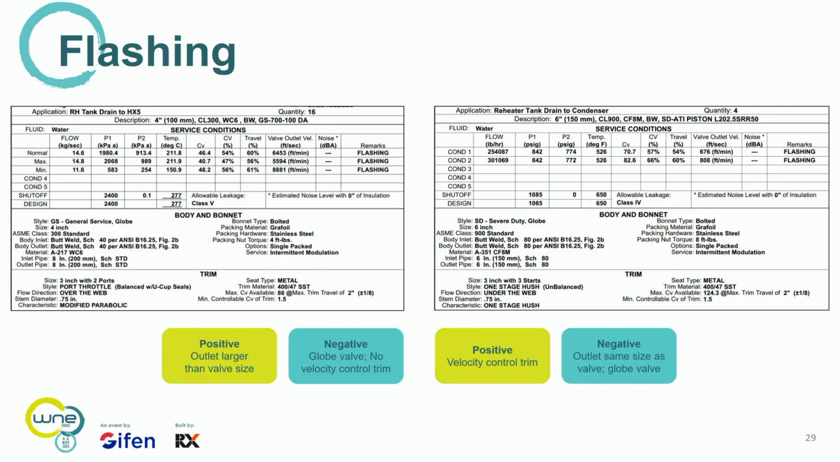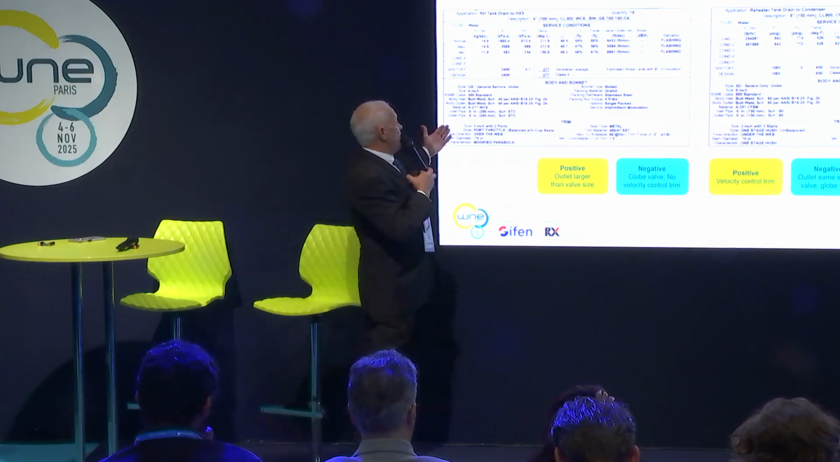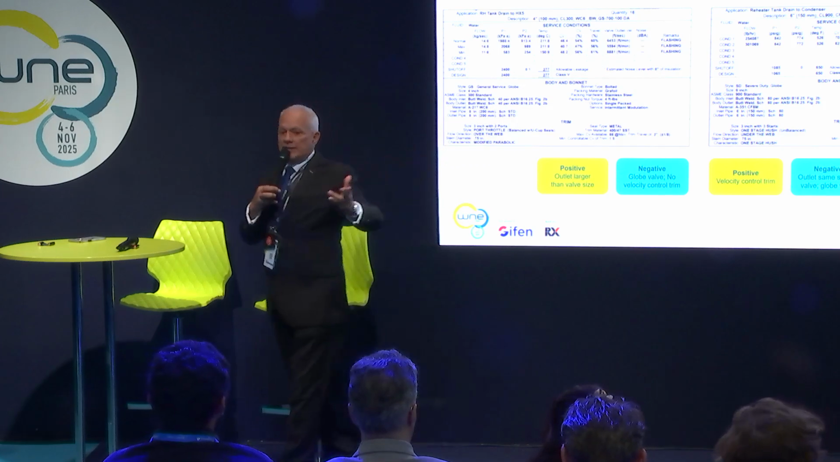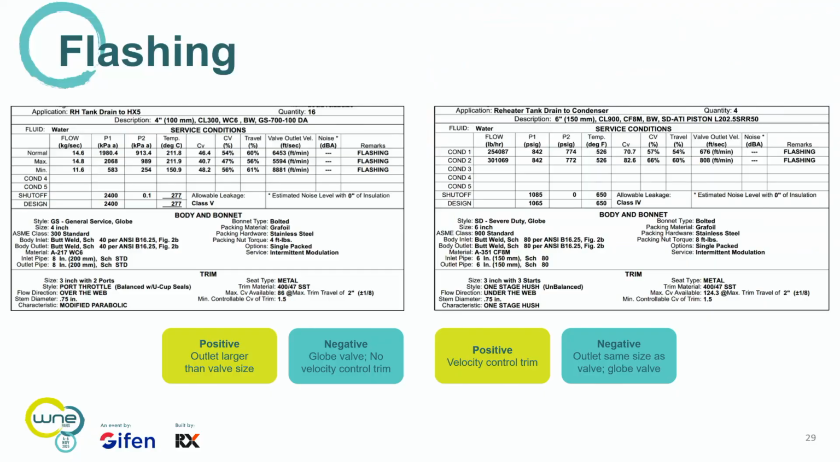Okay? So here's a couple of examples of flashing that I just found where we put in trim that directed the flow away. For example, this is a globe valve. It's a 4-inch valve with an 8-inch outlet. So at least when it flashes, it's got somewhere to go. We put a baffle trim in here to direct that flash into the outlet, away from the valve body. In this example, you've got some velocity control trim, but the outlet size is the same as the valve. So best practice, you want to use an angle valve, a larger outlet, and some type of directional control trim inside the valve.